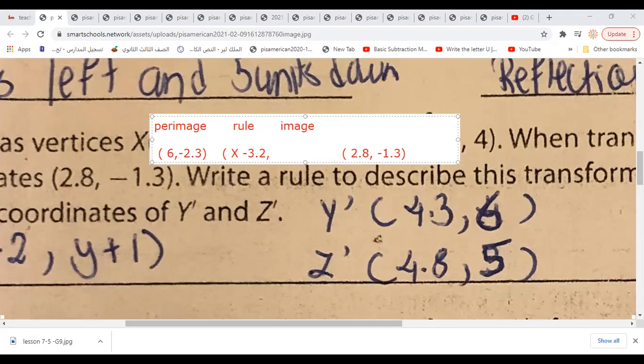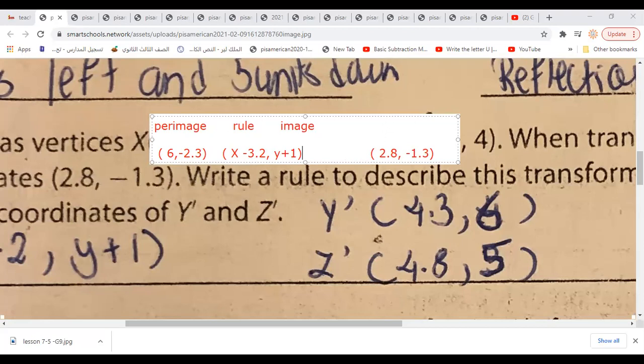What about y? It will be -1.3 minus -2.3. So the answer will be equal to 1. Negative 1.3 minus negative 2.3 equals 1. Now we have a rule.